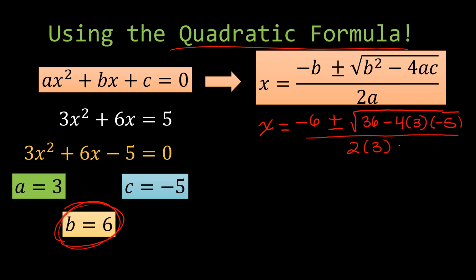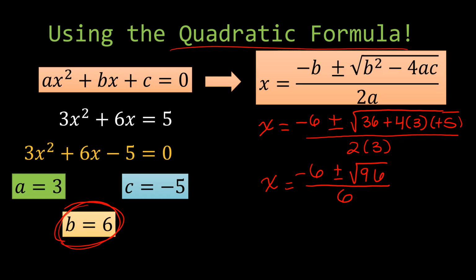Then we need to go ahead and clean up the things inside the radical there. Negative times a negative is a positive. 4 times 3 is 12, times 5 is 60, plus 36 is 96, so negative 6 plus or minus the square root of 96, all divided by 6. And that is what x is equal to.